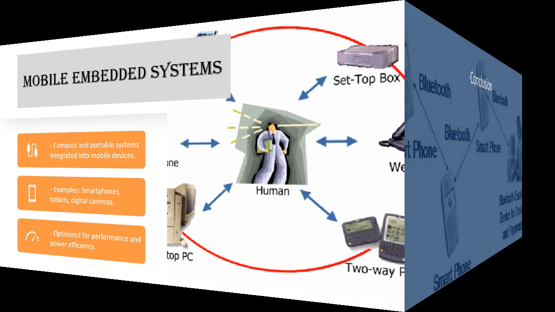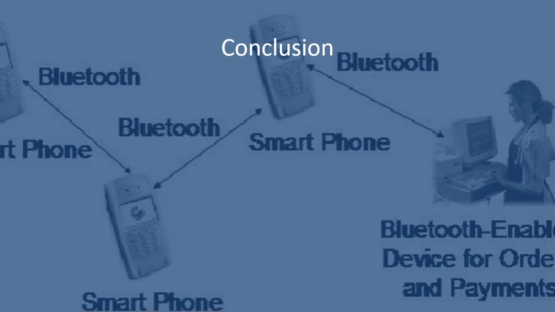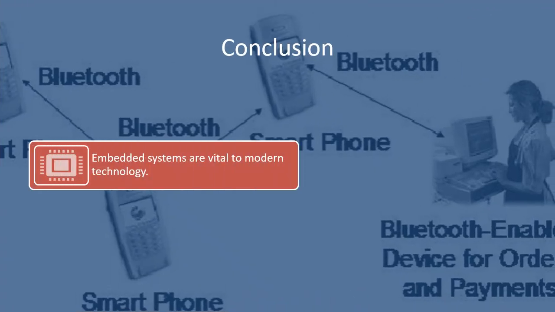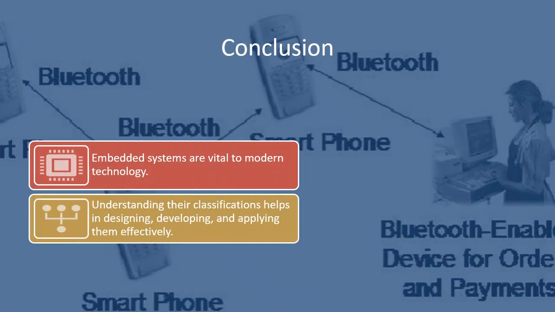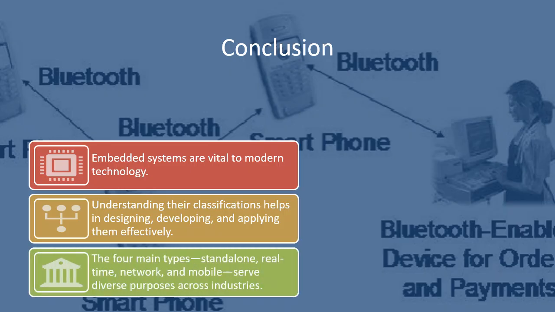Conclusion. In summary, embedded systems are vital to modern life. The 4 main categories, standalone, real-time, network, and mobile, support industries and daily life in unique ways. Understanding these types helps us better appreciate how technology shapes our world.